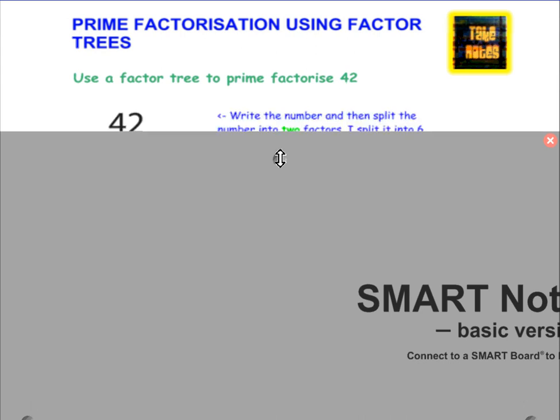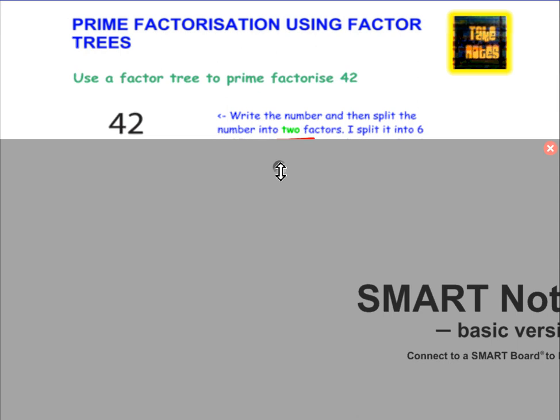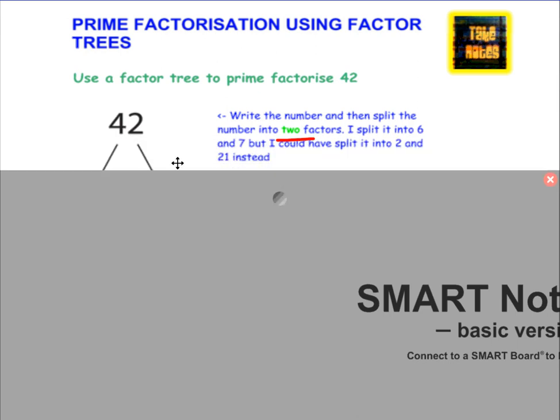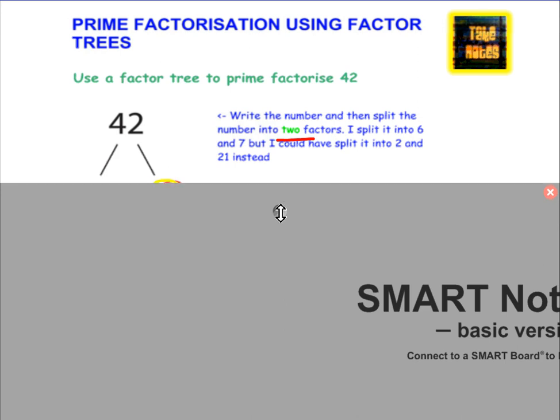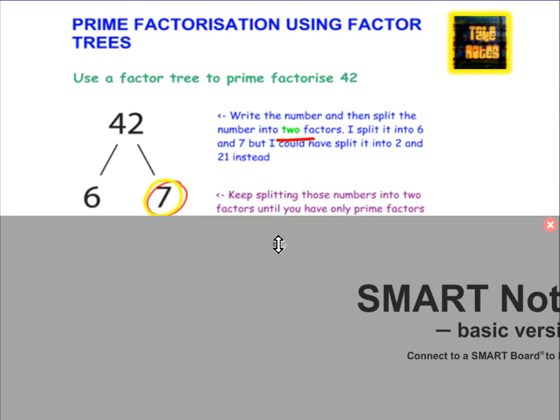The way you tend to start is you just write the number at the top, the number they asked you to prime factorize, 42. Then you split the number into two factors. Don't split it into three factors, split it into two. It can be any two factors, but don't split it into 1 and 42. You could split it into 2 and 21, or 6 and 7, and there are other ones too.